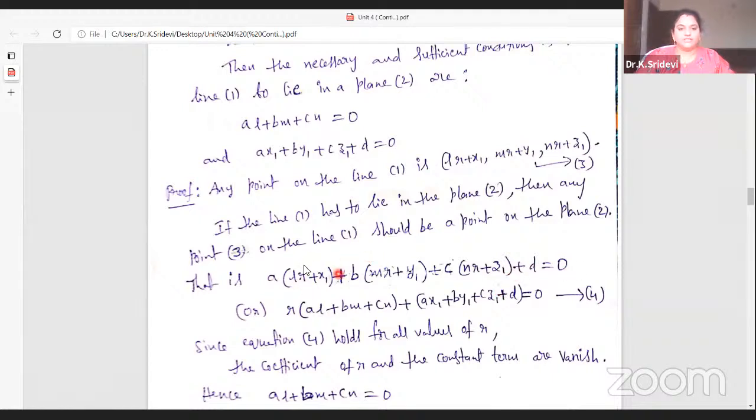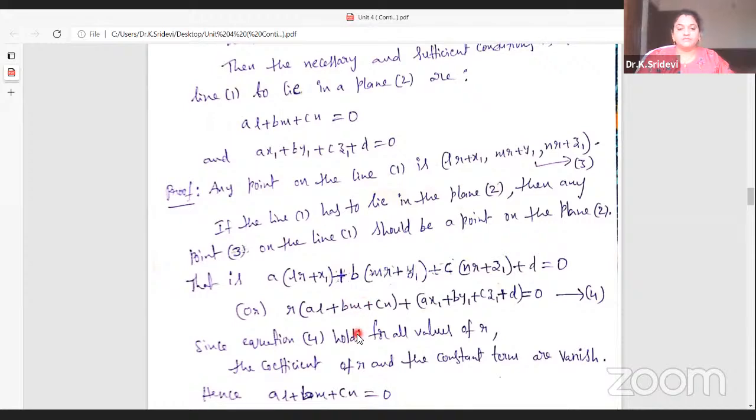Now, the first one is ax1 plus by1 plus cz1 plus d. Take one term, and now lr. Take r common from this term, this term and this term. Then you get r into al, plus r into bm, plus r into cn. So r into (al plus bm plus cn), plus another term ax1 plus by1 plus cz1 plus d, equal to 0. After simplifying this, we will get this one.